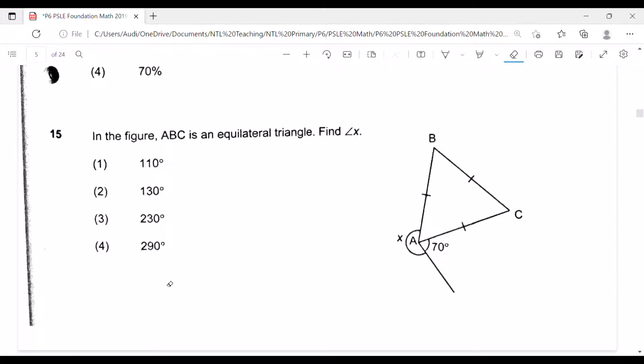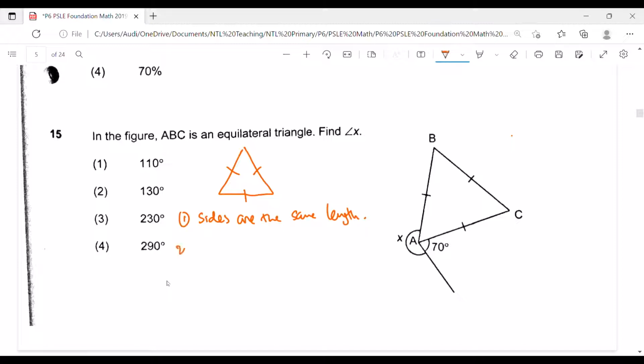15. In the figure, ABC is an equilateral triangle. What's the meaning of equilateral triangle? It means that you have a triangle, all the sides are the same length. So if this is 5 cm, this is also 5 cm, and this is 5 cm. If this is 50 cm, this is also 50 cm, and this is also 50 cm. Okay, that's the meaning of equilateral triangle.